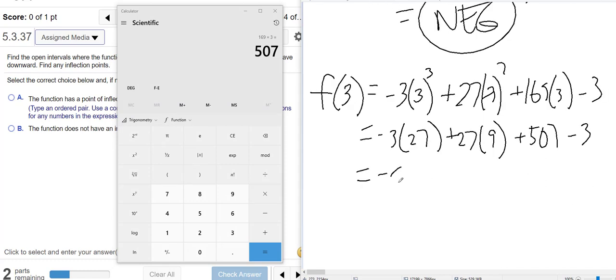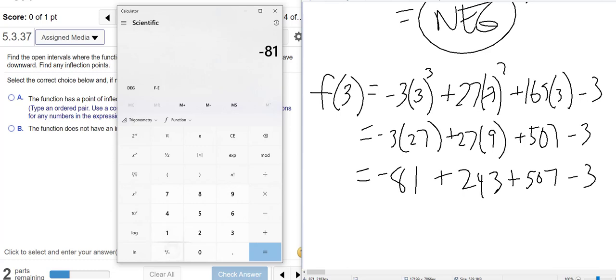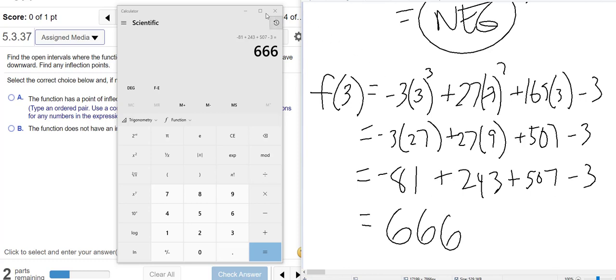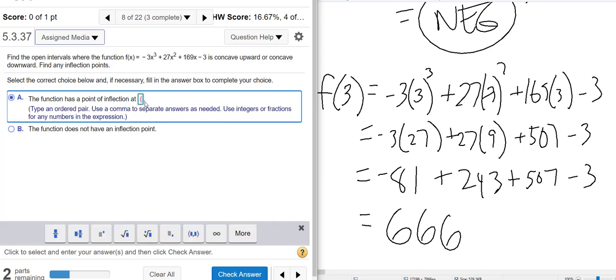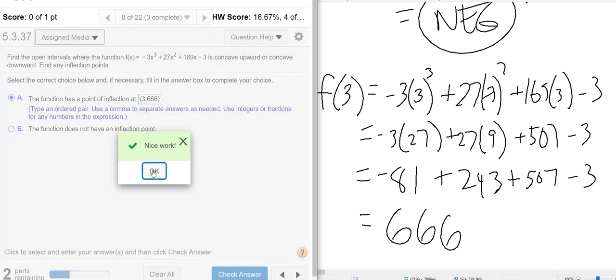So that's negative 81 plus 27 times 9, 243, plus 507 minus 3. So all of that totals up to 666. That's my inflection point. And so (3, 666) is my answer.